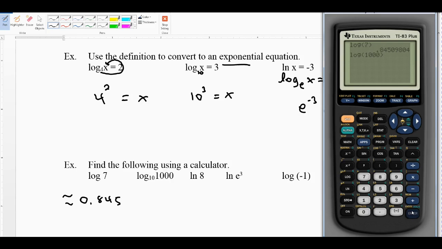1,000, and then equals, or enter, and we get 3. Natural log of 8, I have a natural log key, so I hit that, and then the 8. And that's approximately 2.079. Natural log of e to the third, answer's 3.